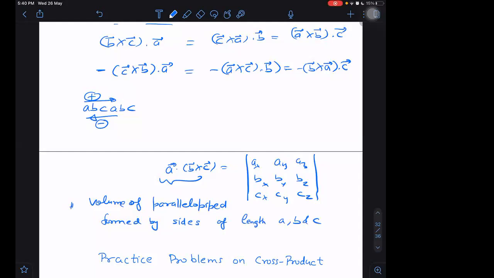What is a parallelopiped? First of all, do you know cuboid? You are aware of cuboid or not? Yes, sir. The difference between cuboid and parallelopiped is only one: in a cuboid, all the angles the sides are making are 90 degrees, perpendicular. But in a parallelopiped, those may not be 90 degrees, and the rectangular faces will not be rectangular, but those will be parallelograms. So every face will be like a parallelogram, one parallelogram, second parallelogram, and third parallelogram.